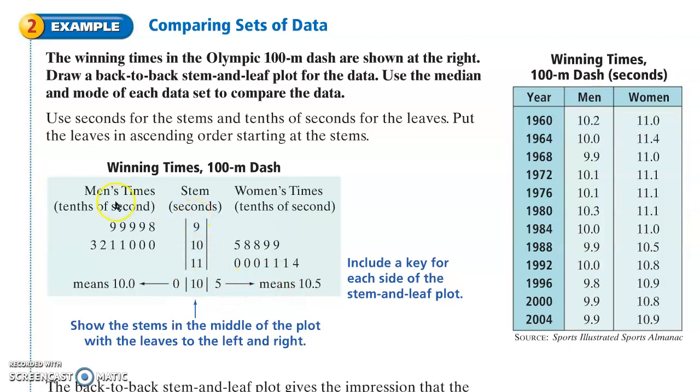So this time would be 9.9, 9.9, 9.9, 9.9, 9.8, or 10.0, 10.0, 10.0. So they put the smallest number closest to the stem, and they did the same thing for the women's times. Now, use the median and mode of each data set to compare the data. Remember, the median is just an average, and the mode is the most common value.